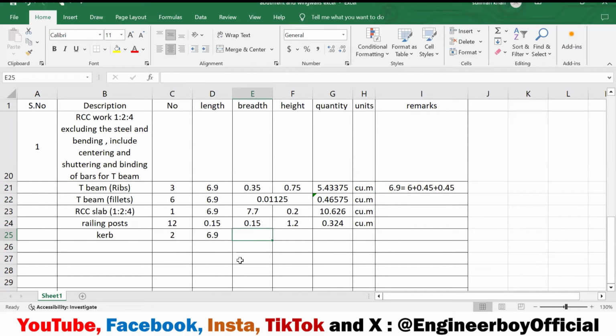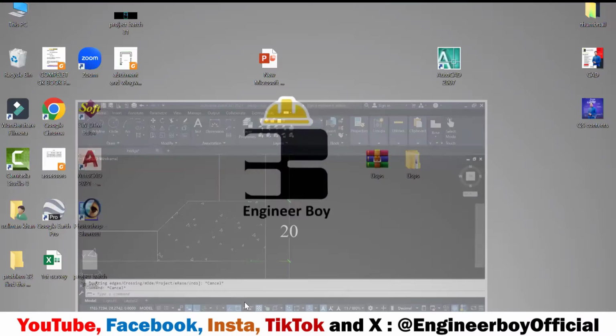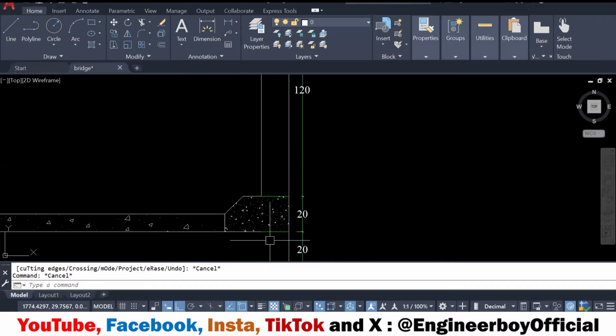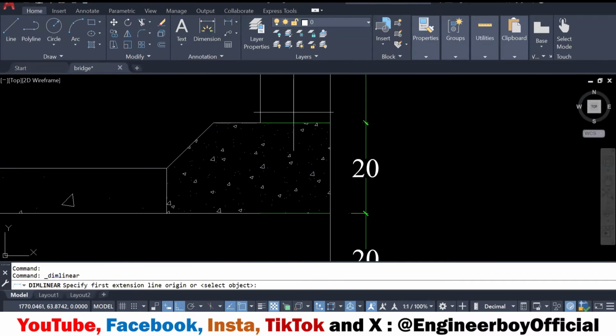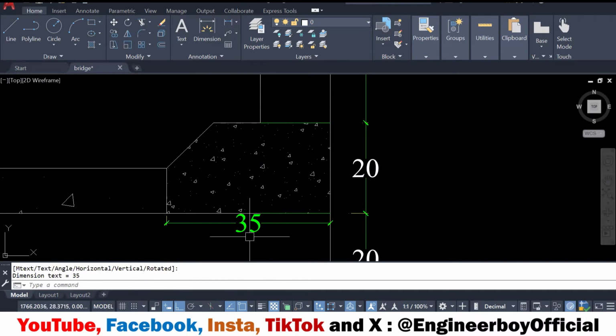Now, what should be its width, and what should be its height? The height is clear. If you see, it is only 20 centimeters. So I can put 20 centimeters in the height, which is 0.20. Now, the width can be taken as maybe 35 centimeters, if I'm not wrong, so we can confirm it. From the dimensions, up to this point, it is just 35.